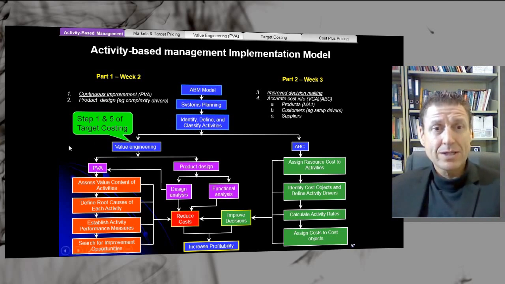This week, we're going to look closely at value engineering, which is part of the 5 different steps of target costing. And I highlight step 1 and step 5 of target costing because really step 1 is all about functional analysis, and that is determining at a particular price point what functions are we going to put in our product to compete for a certain market.